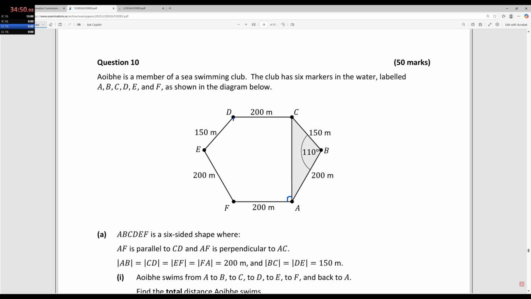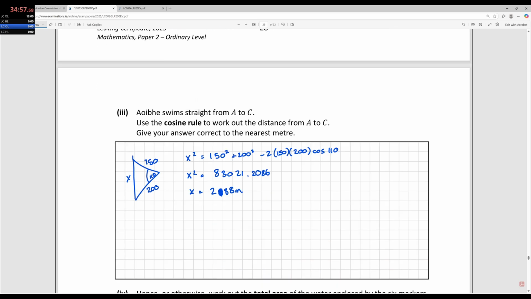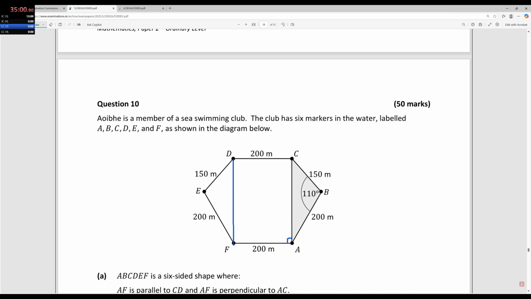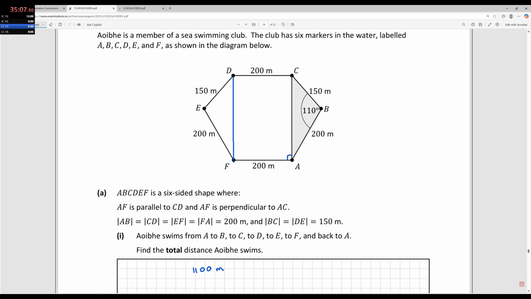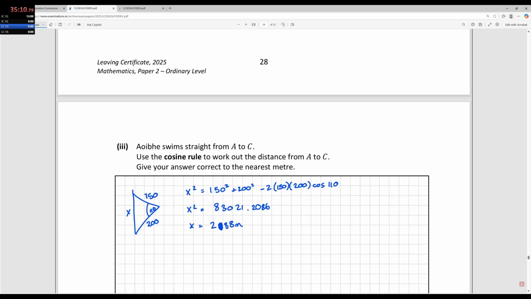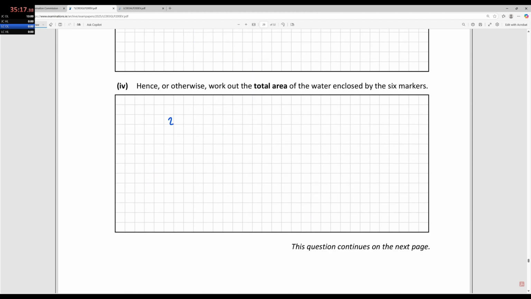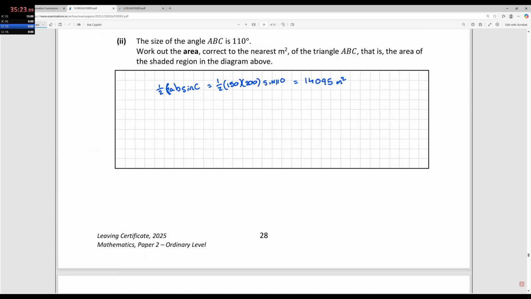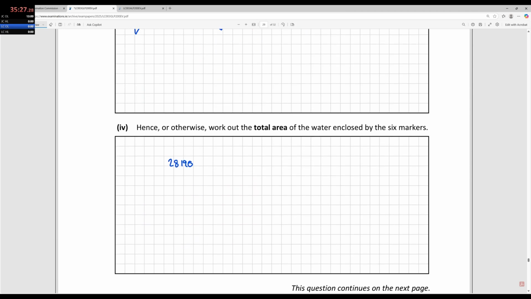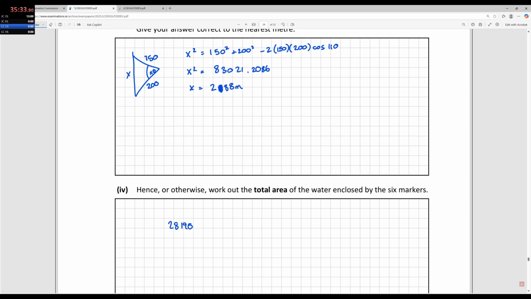And so now work out the total area of the water enclosed by the 6 markers. Okay, well, what I'm assuming they want you to do is draw a line straight down here, make a rectangle, and then the rectangle would be 200 multiplied by that. This triangle on the left is the exact same as this one on the right, then I'm assuming. Yeah, because they have side, side, side, they're congruent, so we can just double this one. So 28,190 for the two triangles. And then we also have to do 288 multiplied by 200 for the rectangle bit in the middle. So that's 57,600.